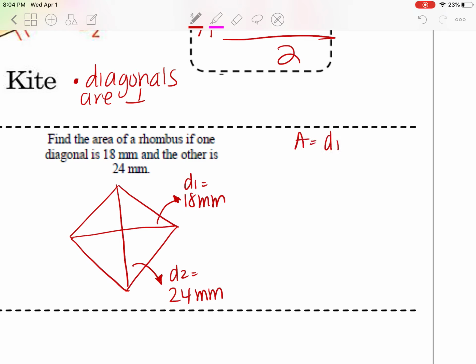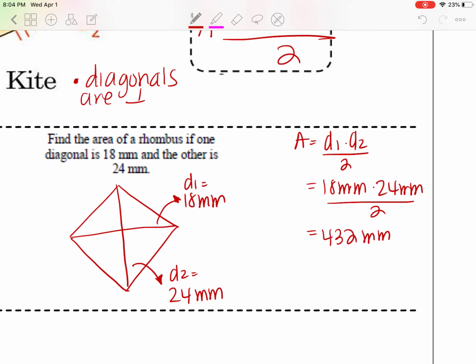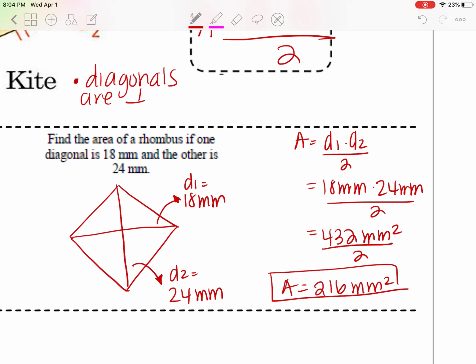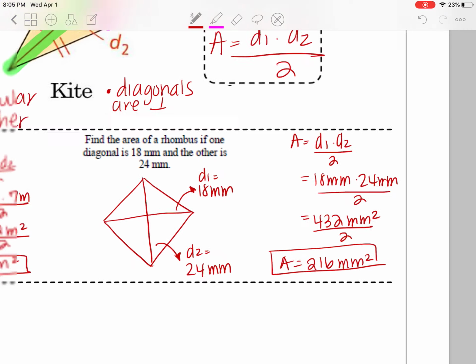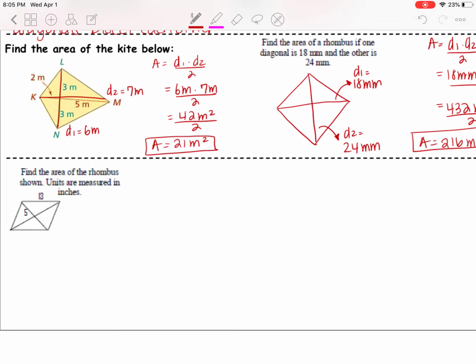So once again, let's recall the formula. Formula equals diagonal 1 times diagonal 2 divided by 2. 18 millimeters times 24 millimeters divided by 2, and we get 432 square millimeters divided by 2, and our final area will be 216 square millimeters. So simple.